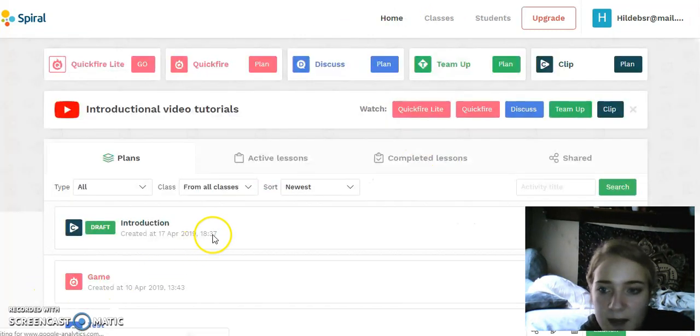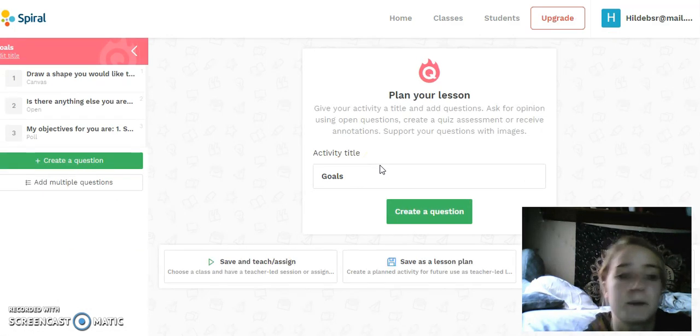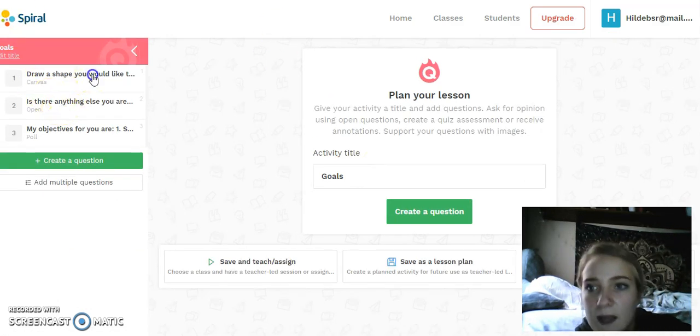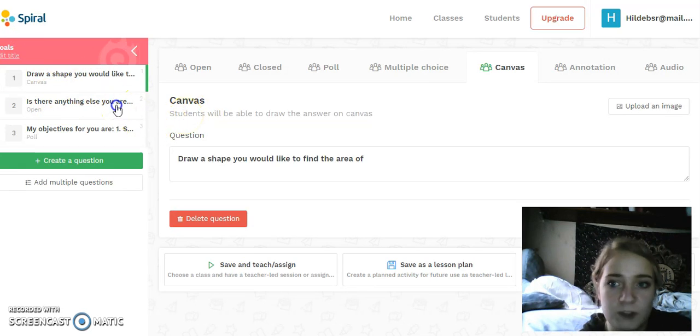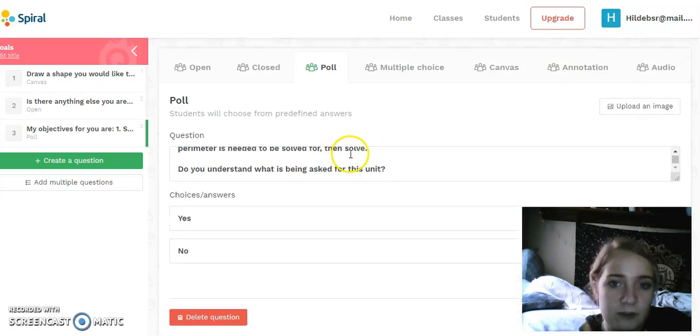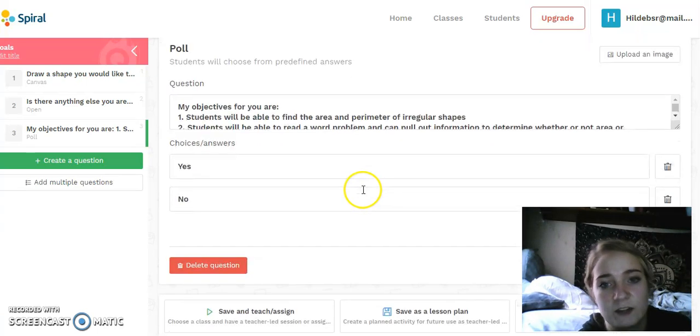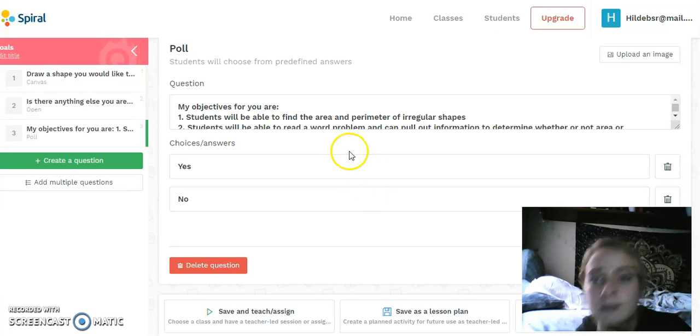So the second step I have is goals. There isn't something called goals on Spiral, so I have to make this myself. I just gave them open-ended questions that they can answer, because I think that is helpful to actually guide the students, because maybe they don't necessarily know how to make a goal or what they want their goal to be. I was also able to put what the objectives are, my expectations for the unit. I think that's important, because again, they can say yes or no, and that's where this feedback happens again.